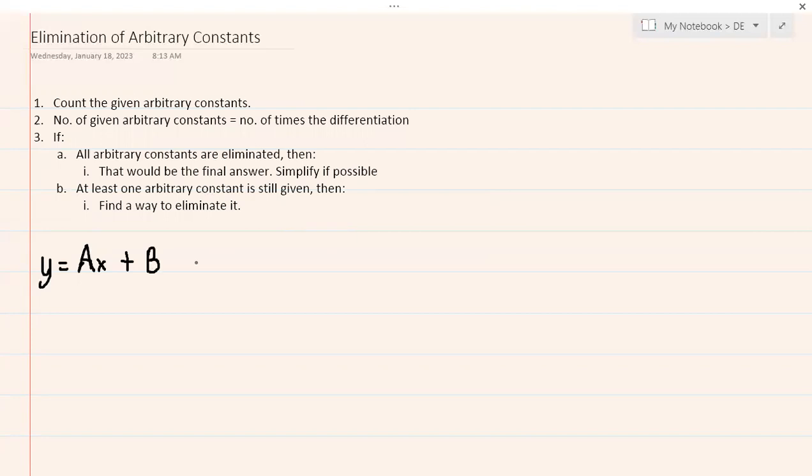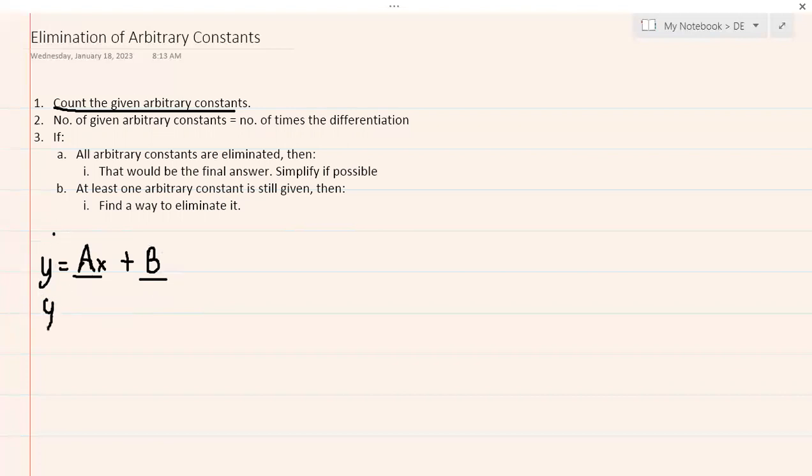As you can see, you have two arbitrary constants. That is our first step: count the given arbitrary constants. So how many arbitrary constants are there here? We have two, A and B. The next step, the second step: the number of given arbitrary constants is the number of times you differentiate. That means if you have two arbitrary constants, then you differentiate the equation twice. So let's differentiate this twice.